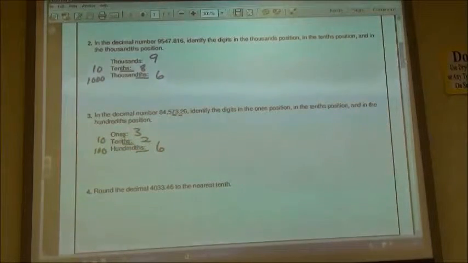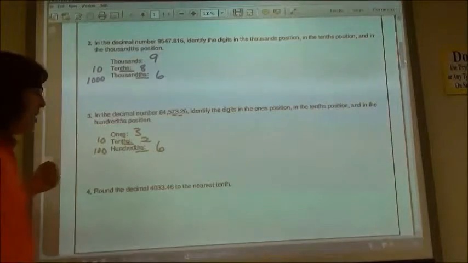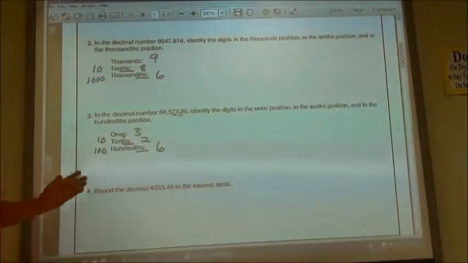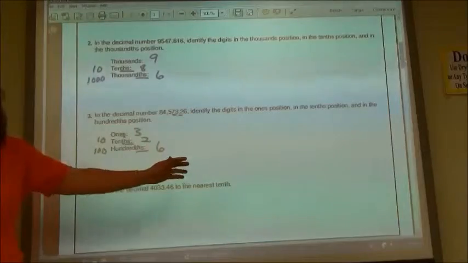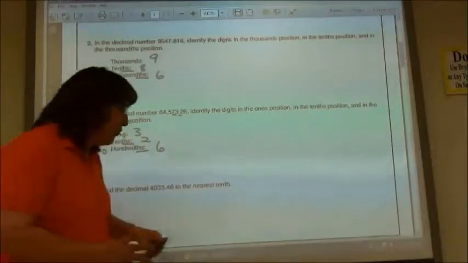So again, we need to know the place value so that we can round to the nearest whatever. Now in this case, when we're rounding after the decimal, instead of changing them to zeros, we just drop anything after that point.